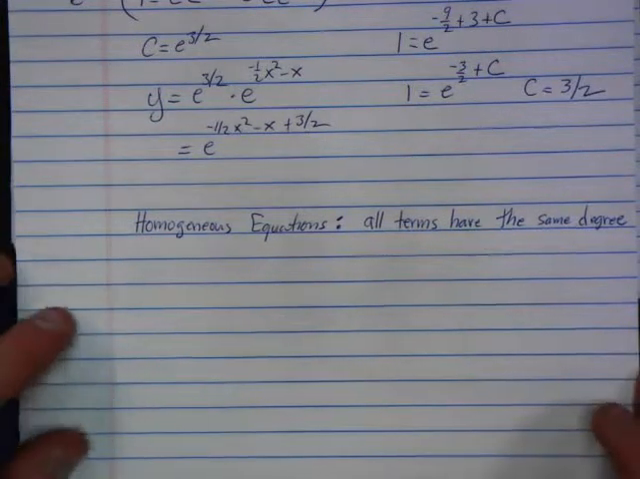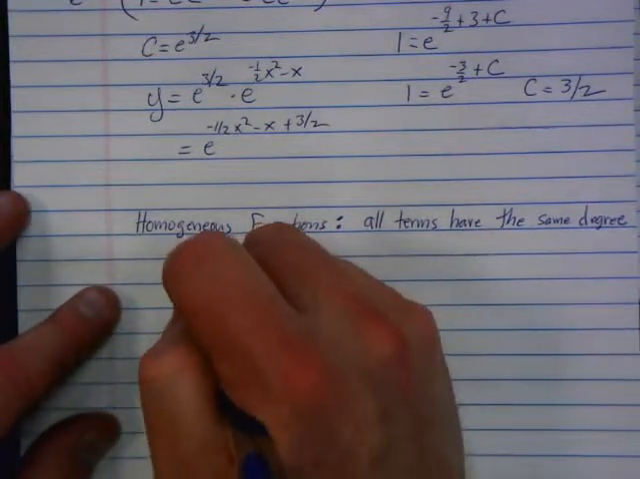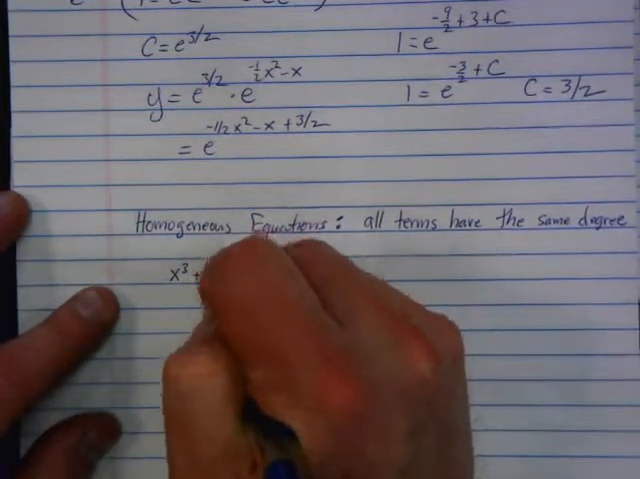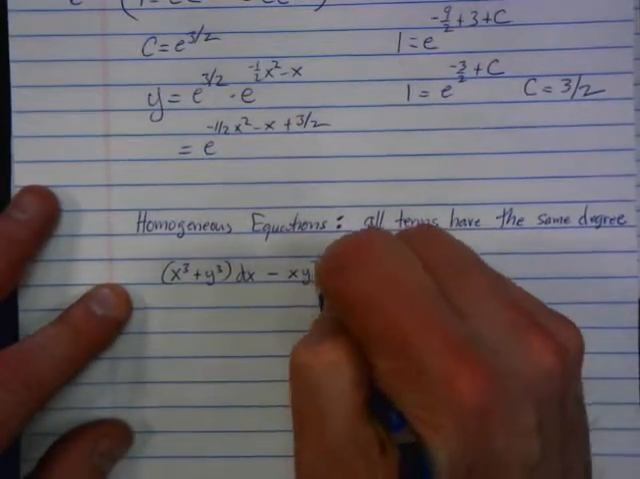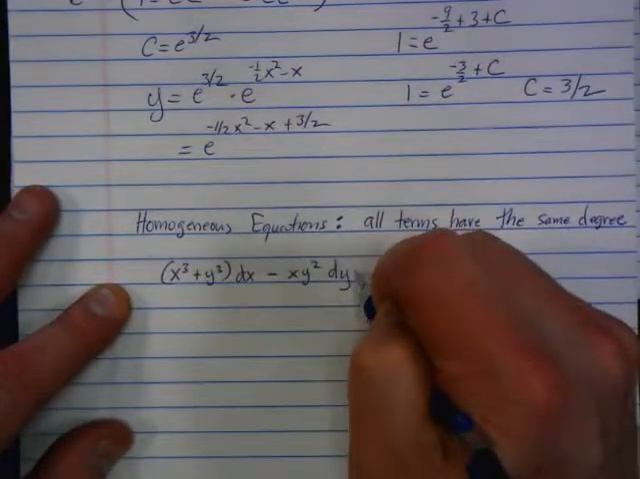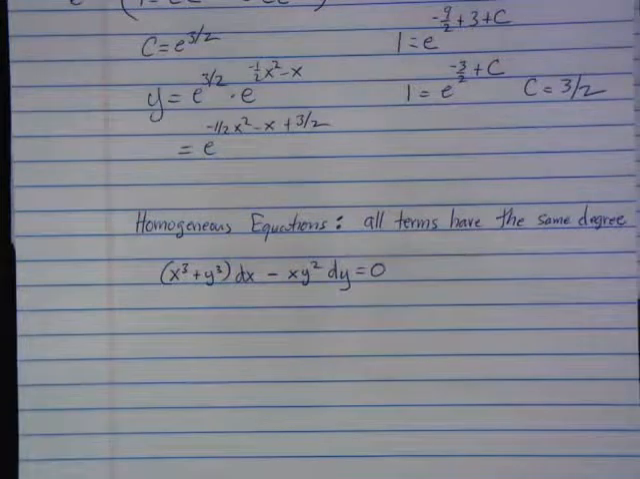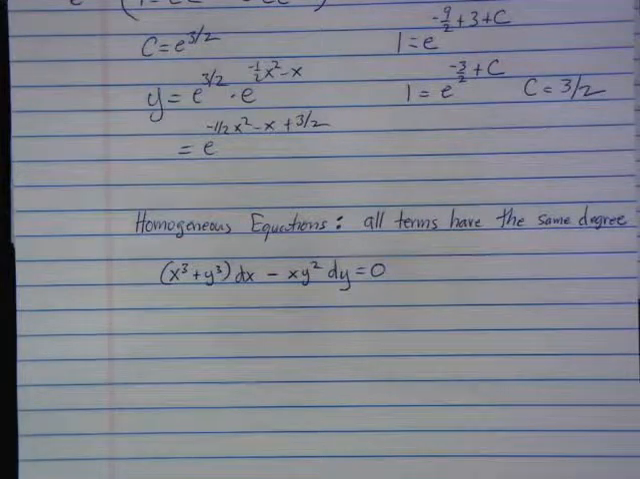So a homogeneous equation might look like this. X cubed plus y cubed dx minus x y squared dy equals 0. All right, the first thing I want to tell you about this equation is it is not separable. You can try all you want. I promise you, you are not going to be able to separate the variables. So we can't solve it the way we solved the earlier ones. Now, this equation is homogeneous because every term is degree 3.